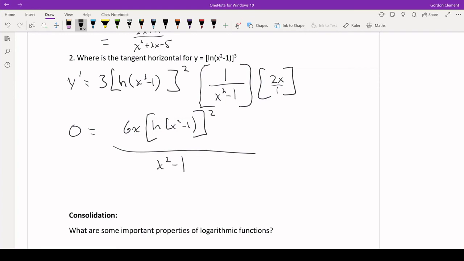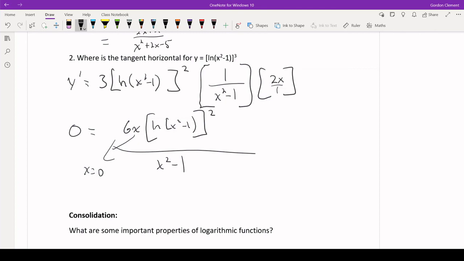Since we're looking for where the tangent's horizontal, all we care about is the top of this fraction. So where the top of this fraction is 0. The bottom of the fraction would be where the derivative doesn't exist, and we'll deal with all that sort of stuff when we get to graphing. So we're not going to worry too much about that. We're just solving where this is 0, so just where the top is 0. So we get x equals 0 is one of our potential points where the horizontal tangent.